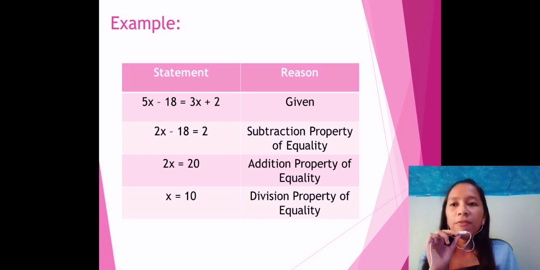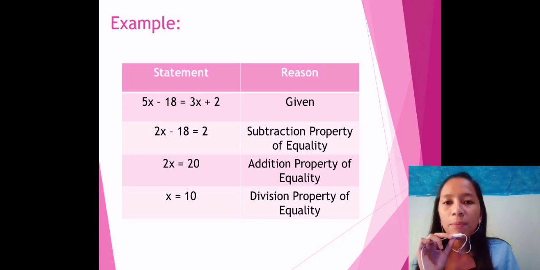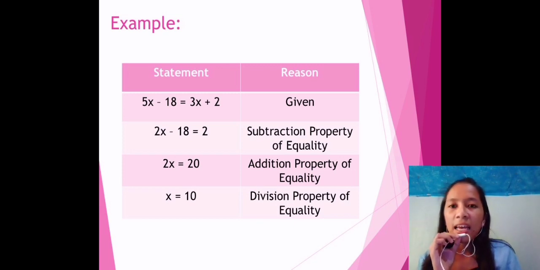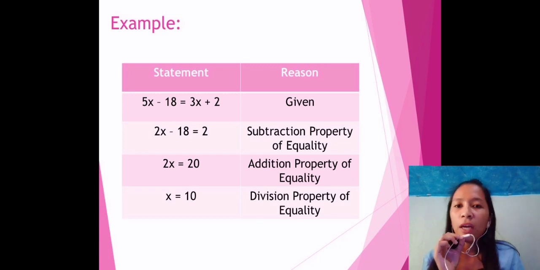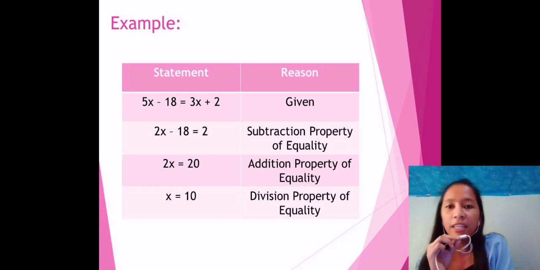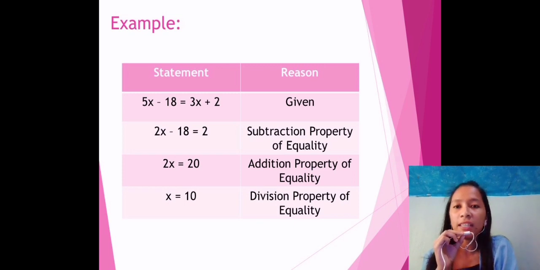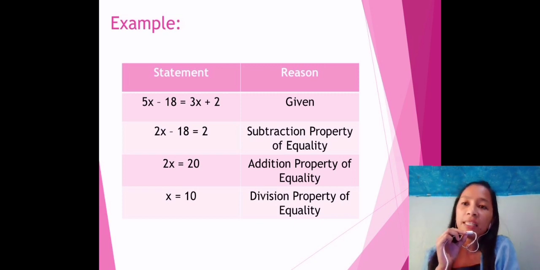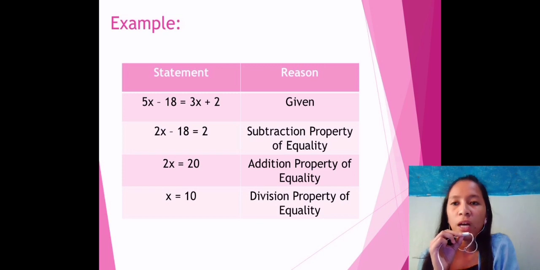So, ang given natin, 5x minus 18 is equal to 3x plus 2. And dahil nga ang deductive reasoning ay may step-by-step process, makita natin dito sa table na meron siyang step-by-step process which is nag-start sa subtraction property of equality which is yung 5x and 3x is pinag-minus na natin. So, ang natira na lang ay 2x minus 18 is equal to 2. Kasunod na ginawa, addition property of equality. So, para matira yung 2x dun sa kabila, minilipat yung 18 which is magiging positive. 18 plus 2 is equal to 20.